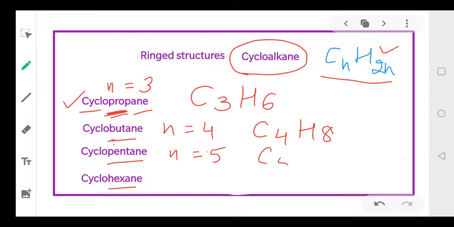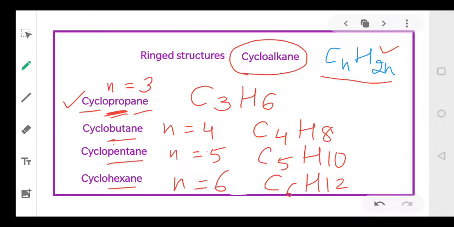Pentane, n is equal to 5, so C5H10. Hexane, hex means 6, so C6H12. So what is the formula of propane? Cyclopropane, C3H6. Okay. Cyclobutane, C4H8. Cyclopentane, C5H10. Cyclohexane, C6H12. Okay.